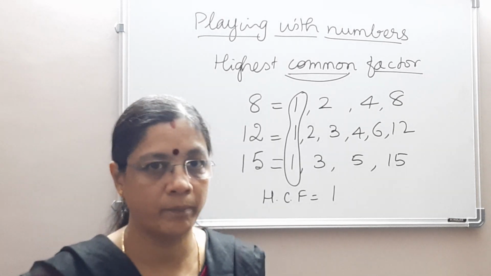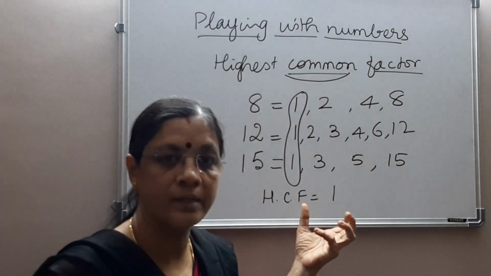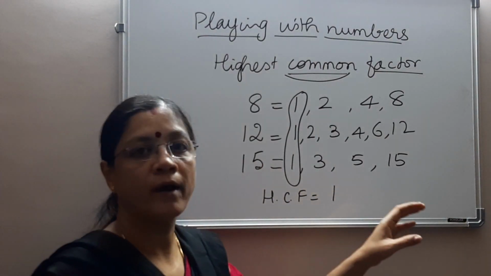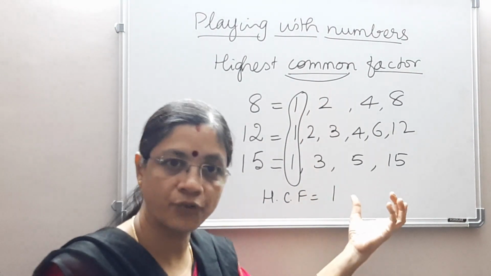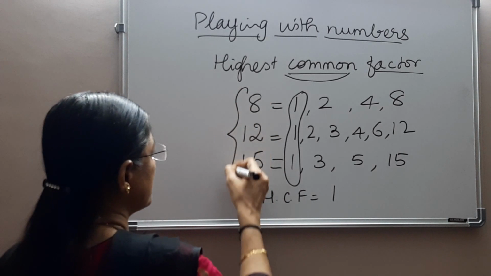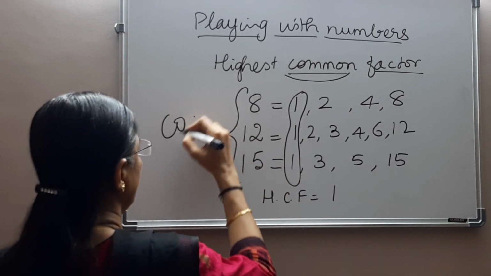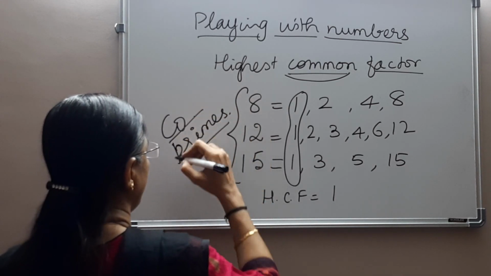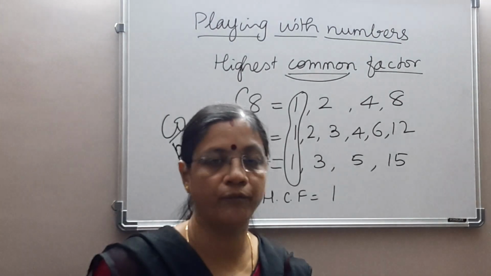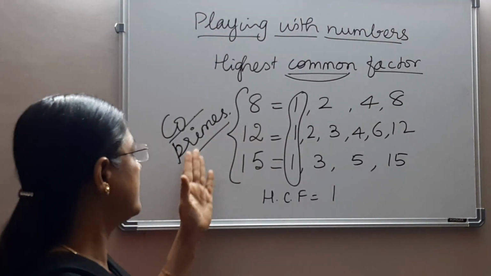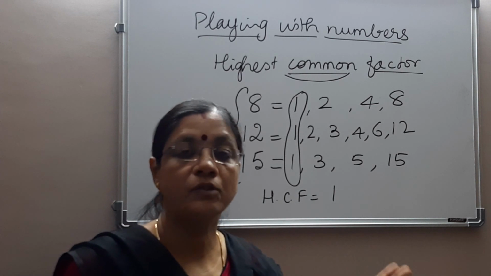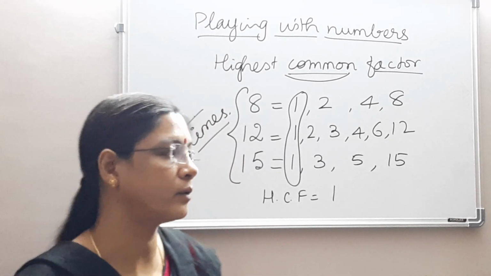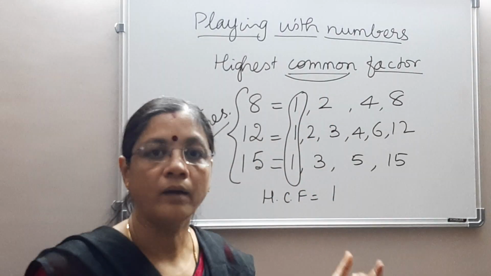So we might be able to pick factors other than 1, but for this case the highest common factor is 1. When the highest common factor is 1 for a set of numbers, we have a name for these numbers: they are called coprimes. You would have heard about it, or if you have not, let us learn it now. Coprimes are numbers where the highest common factor is just 1. That is, other than 1 they do not have any other common factor. So these 3 numbers are coprime numbers.